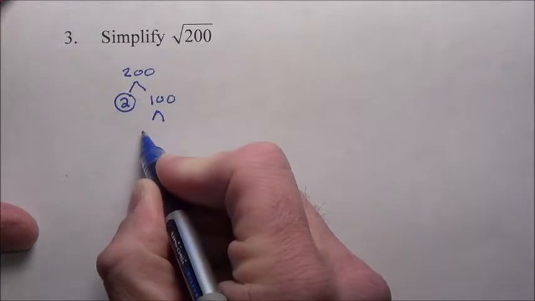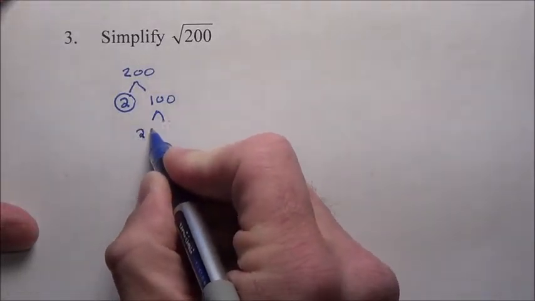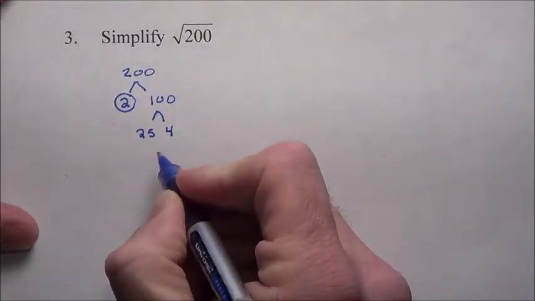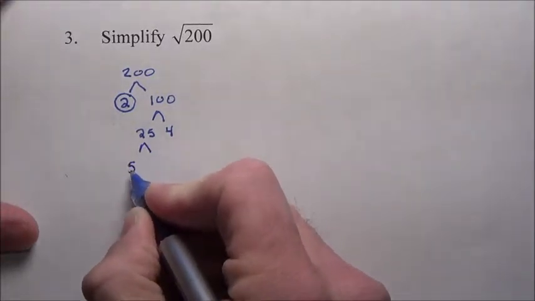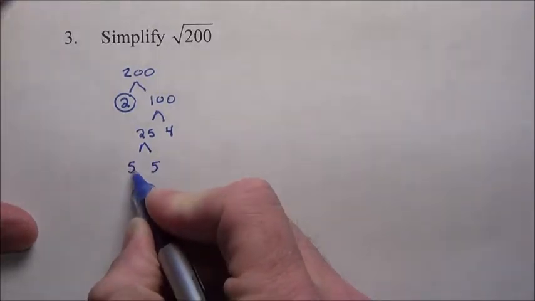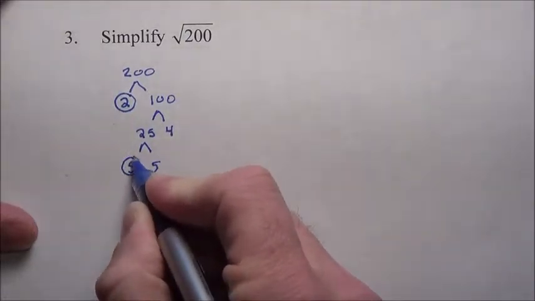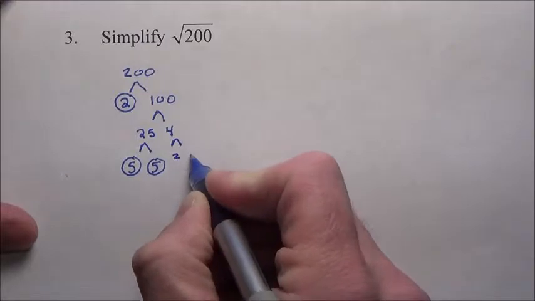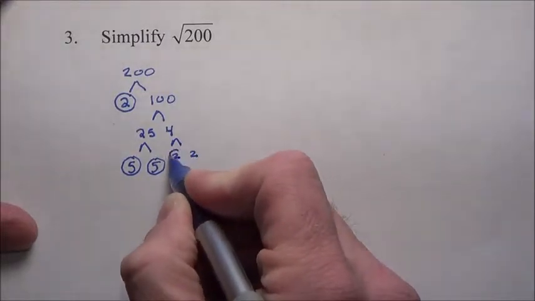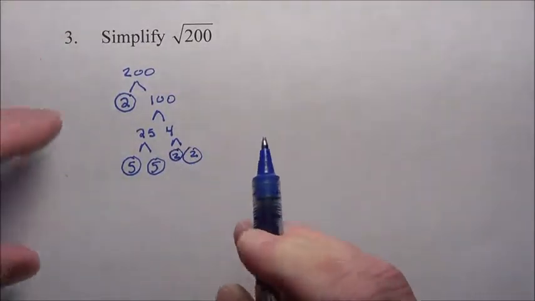100, well, some of us might say, oh, that's 25 times a 4. Can 25 be broken down anymore? Yeah, that breaks down into a 5 times a 5. Can that 5 be broken down? No, it's prime, so I'll circle it. That 5, prime, so I'll circle it. Come back to the 4. That can break down to a 2 and a 2. Each of those is prime, so we circle it.